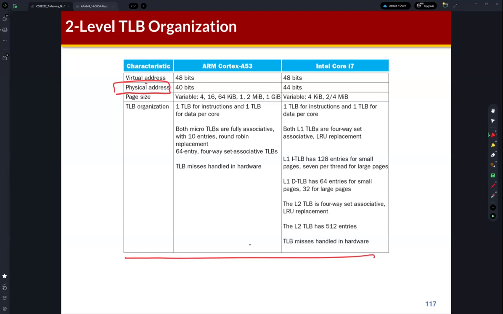So what does that mean? For ARM, the physical address is 40-bit. So what is the maximum size? 2 to the 40, so this is 1 terabyte. It's just the maximum size of the memory supported by the physical address. Okay, and then also you can find some TLB organization in the CPU specification.